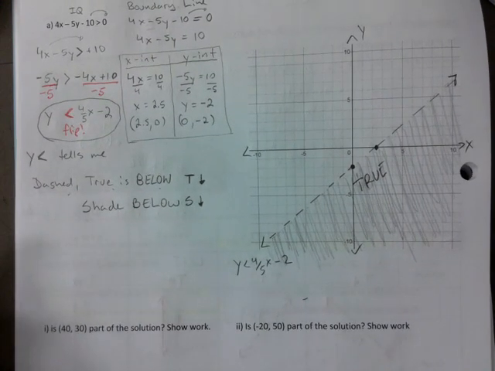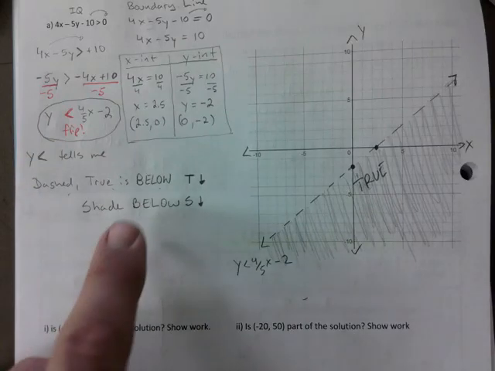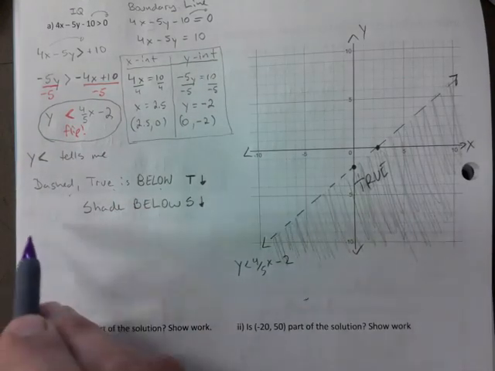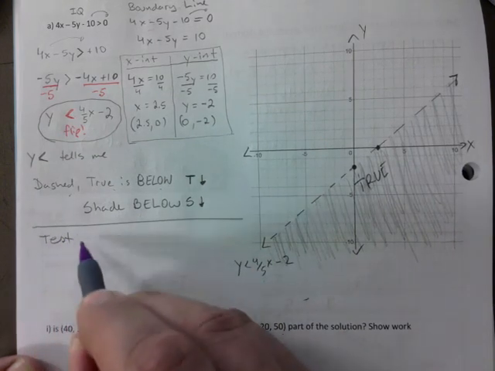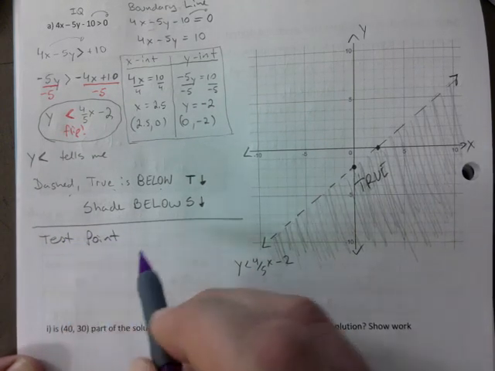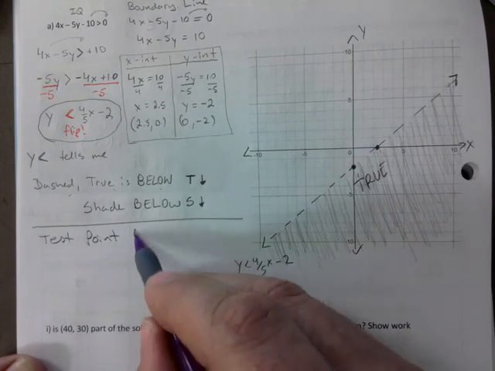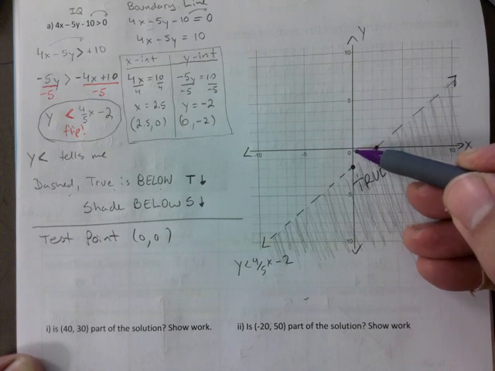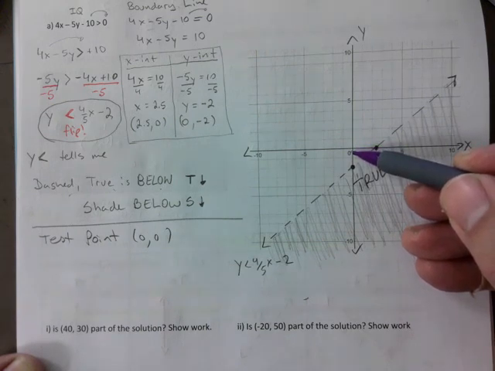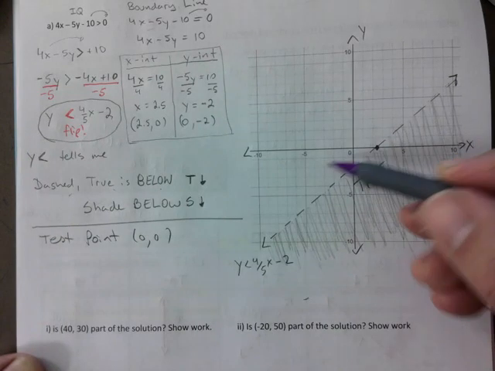Let's say you're like, I'm not sure about this. The true region, I need more help with that. If you want to do a test point, I always pick 0, 0. Where is 0, 0 in our case right now? Which region is it in? In the false region, correct?